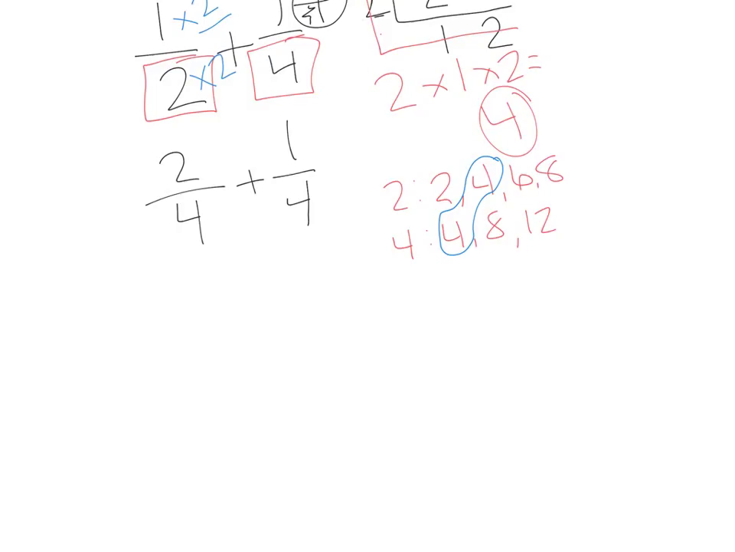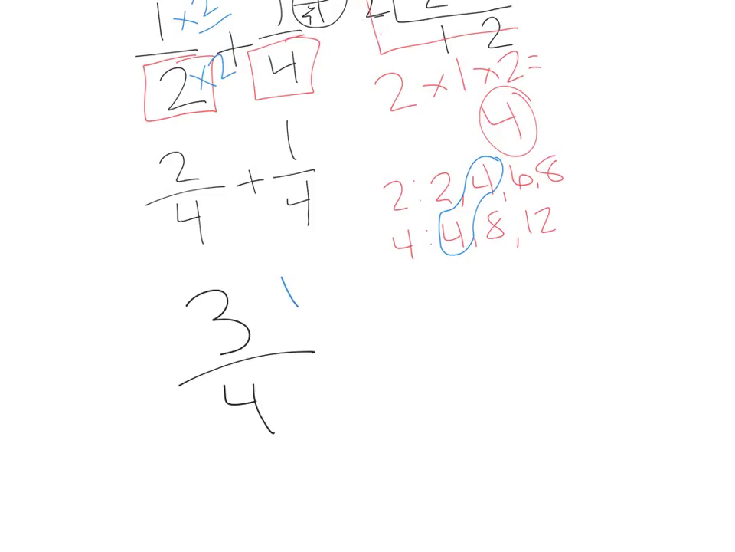So I've got my 2 plus 1. So 2 plus 1 is 3. Now your denominators you do not add together. So your denominator is going to stay a 4. And then the last thing that you want to do is ask yourself if that fraction is in simplest form.